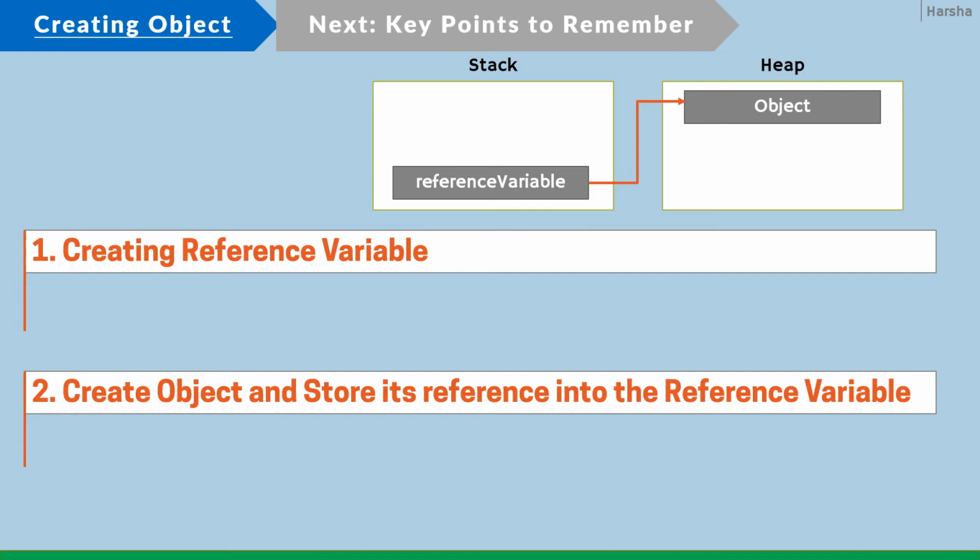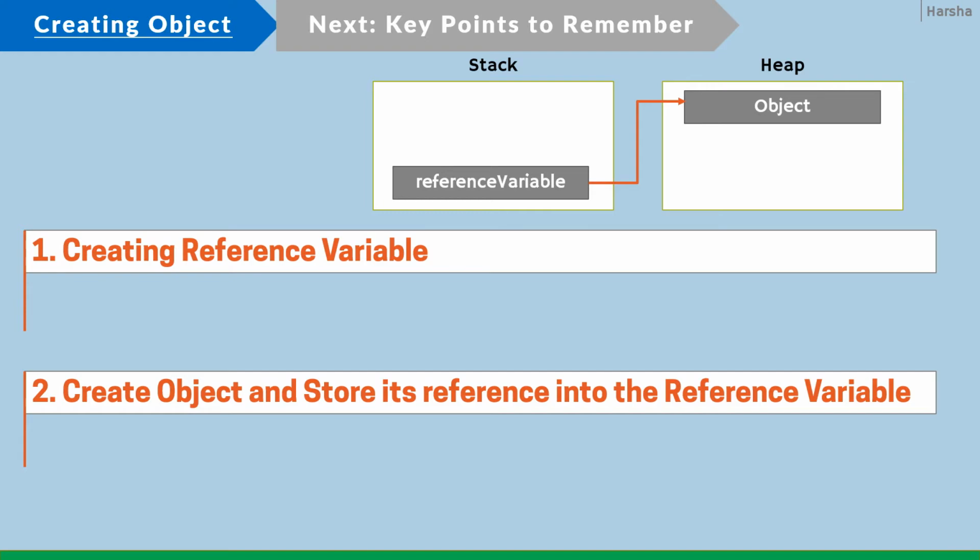And as you know already, when a method is called, for example, the main method is called, for the main method, a new stack will be created. Stack is by default LIFO, that is last in first out. All the local variables that are created inside the main method are stored inside the stack only.